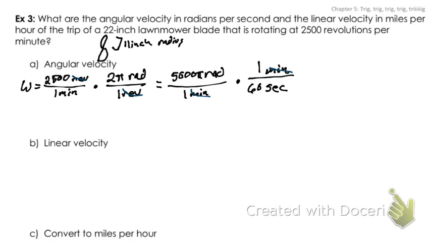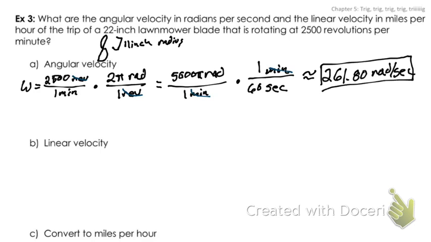Now in this case, we're talking about revolutions per minute, per hour, per whatever. So I'm going to just approximate it. It's a weird number. It's 5,000 over 60, which you can reduce to 500 over 6, but it's a weird fraction. So I'm just going to simplify it to 261.80 radians per second. It doesn't say I can round it or not round it, so I'll round it. And we'll move on from there.